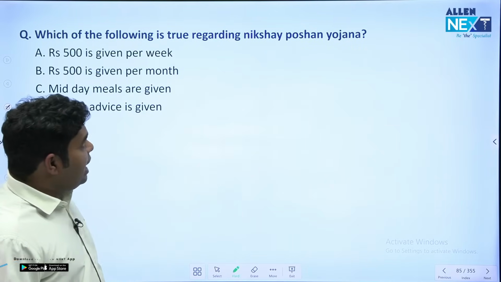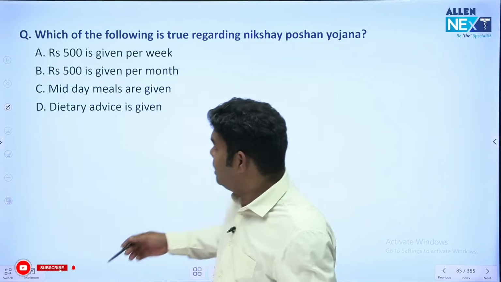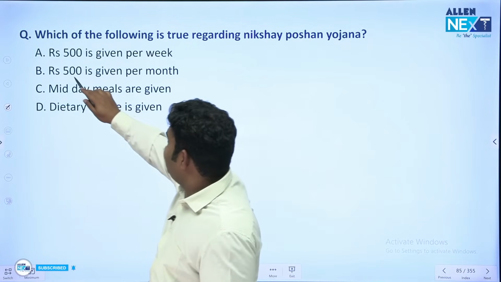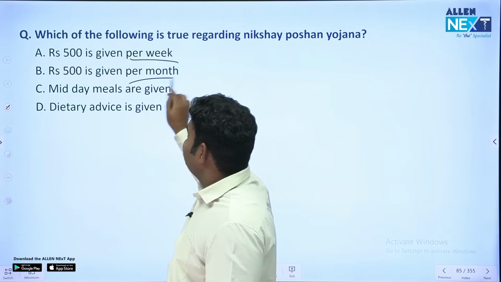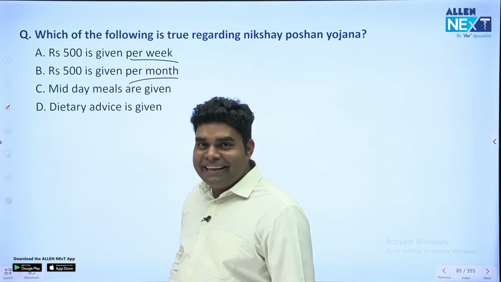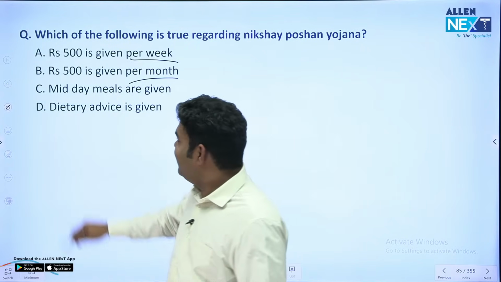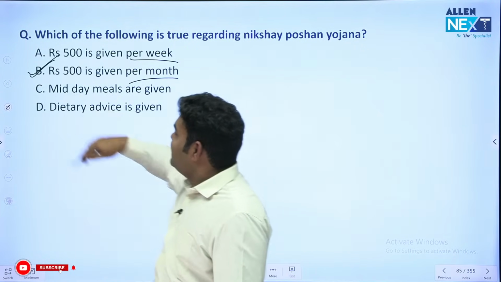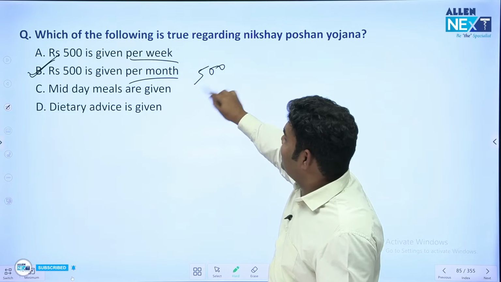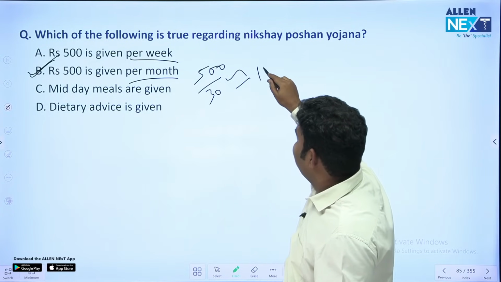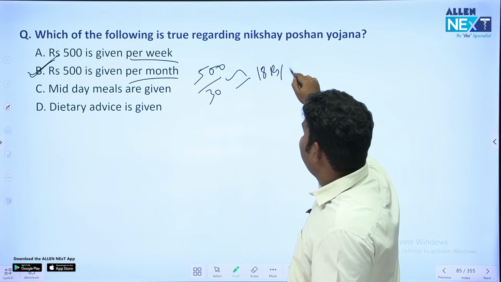Which of the following is true regarding Nikshay portion? We just discussed how much money we gave. 500 rupees per month. So if you divide 500 rupees with 30, it will come around 17-18 rupees per day.